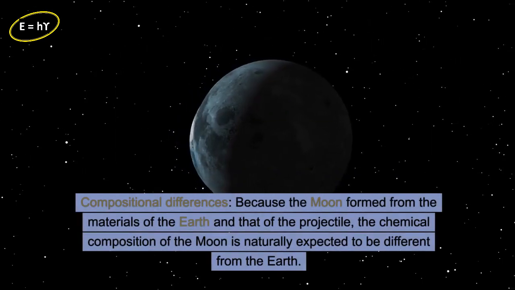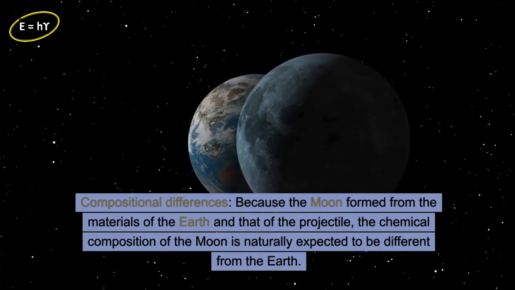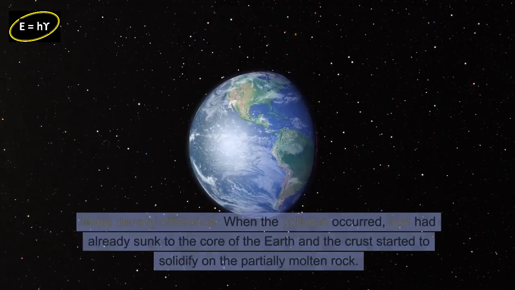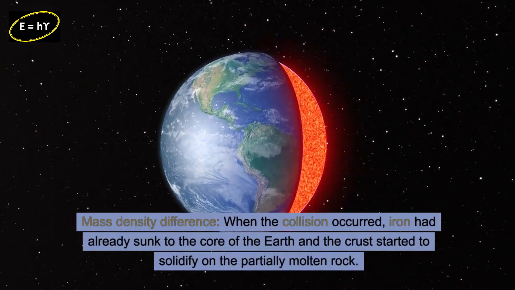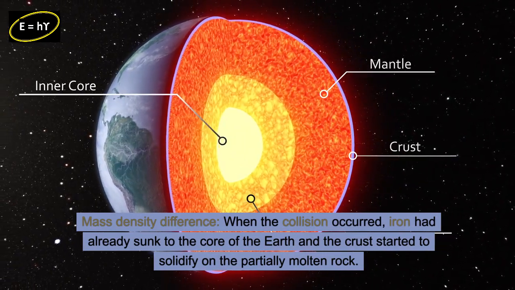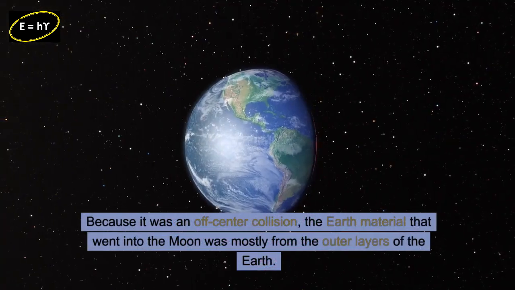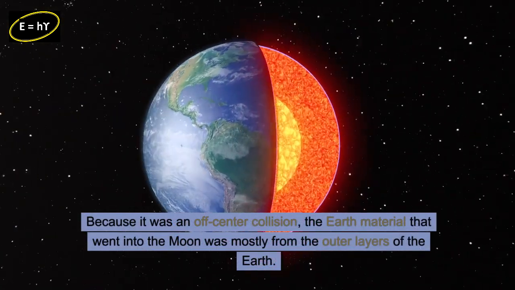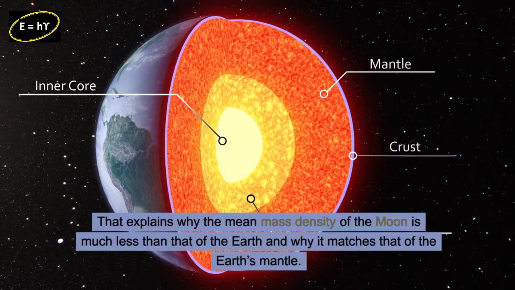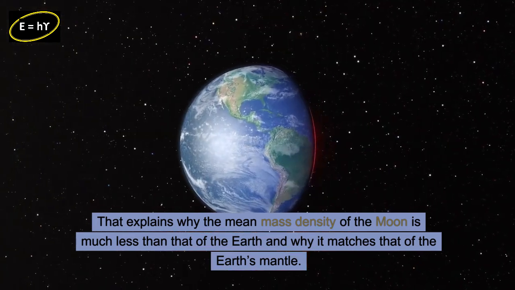Compositional differences. Because the Moon formed from the materials of the Earth and that of the projectile, the chemical composition of the Moon is naturally expected to be different from the Earth. Mass density difference. When the collision occurred, iron had already sunk to the core of the Earth and the crust started to solidify on the partially molten rock. Because it was an off-center collision, the Earth material that went into the Moon was mostly from the outer layers of the Earth. That explains why the mean mass density of the Moon is much less than that of the Earth and why it matches that of the Earth's mantle.